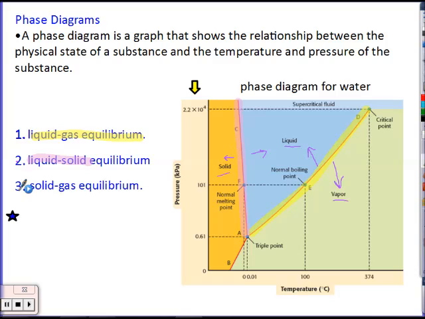The third line we're concerned about is the solid and gas. This is where sublimation occurs. And this is our line down here. Solid on this side, gas on this side.